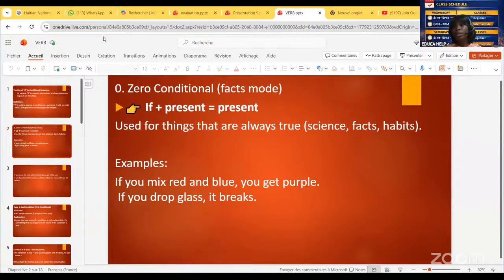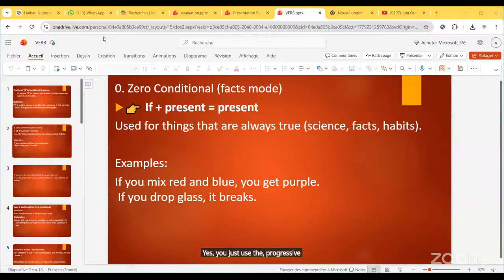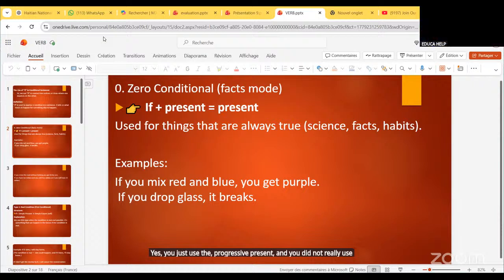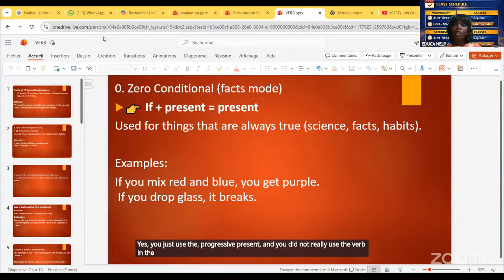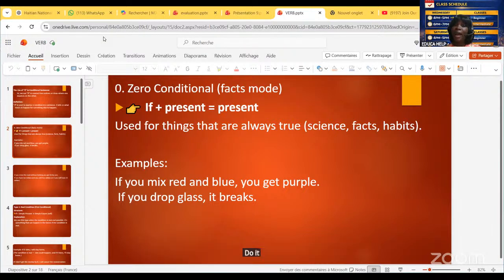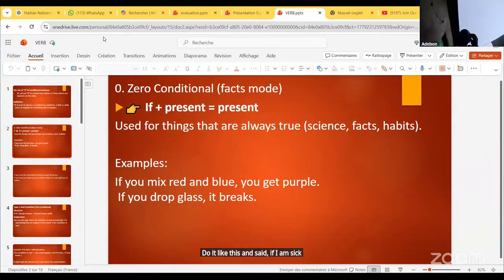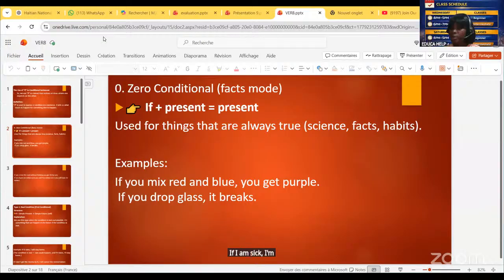You used the progressive present, and you did not really use the verb in the present. So do it like this, okay? Sentence: if I am sick, I'm not going to school. Or, if I am sick, I don't go to school.